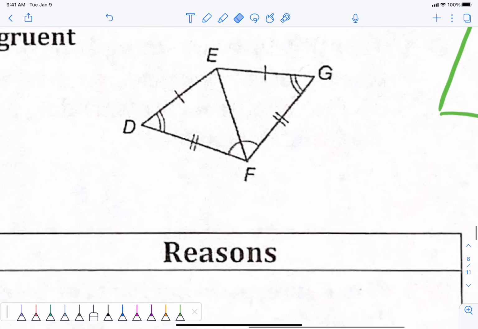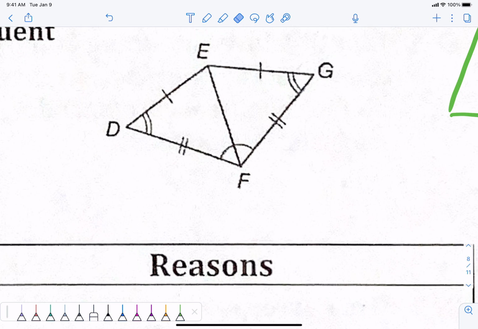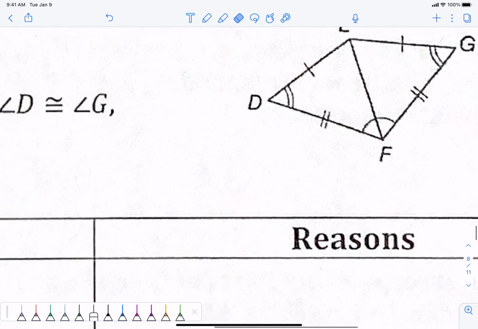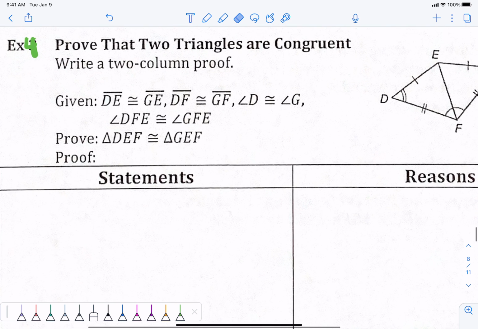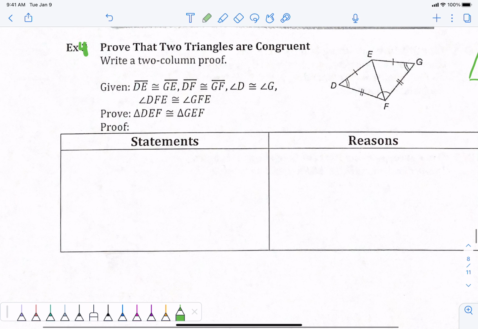So just because they're attached like that doesn't mean they have to be the same size and same shape. That's what we're trying to prove, okay? So here we go. First proof. This is not too bad. I'll show you kind of how this works, okay?